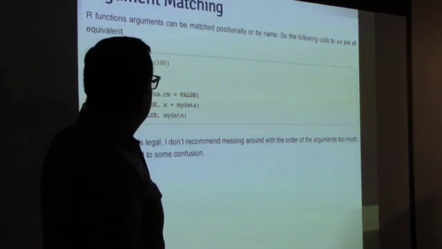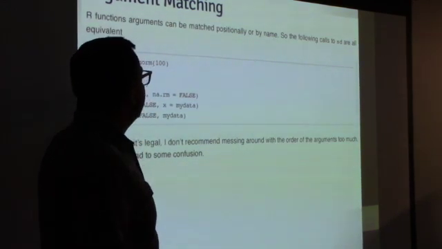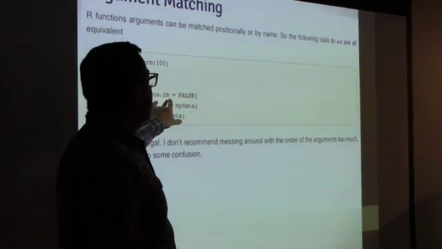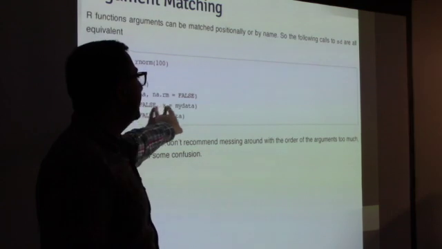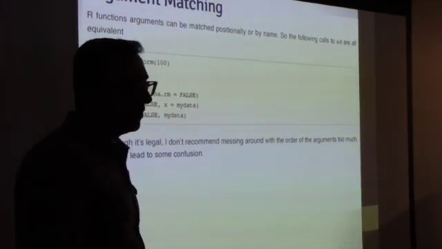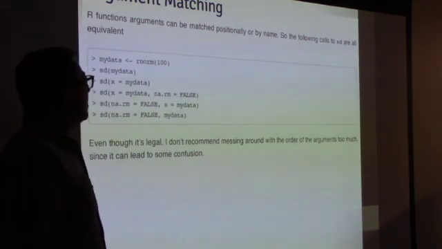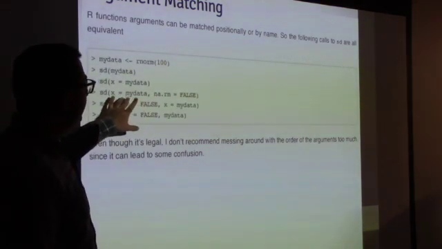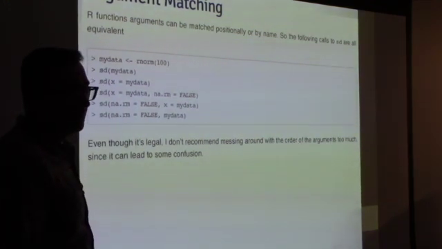Okay. So you can either call SD my data, or you can say SD x equals my data, or you can say x equals my data, na.rm equals false, or na.rm false first and then x my data, or na.rm equals false and then followed by my data. They're all doing the same exact thing. All this means is that these are multiple ways of calling the same standard deviation function. Okay?